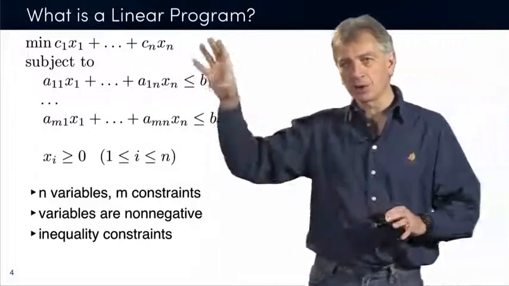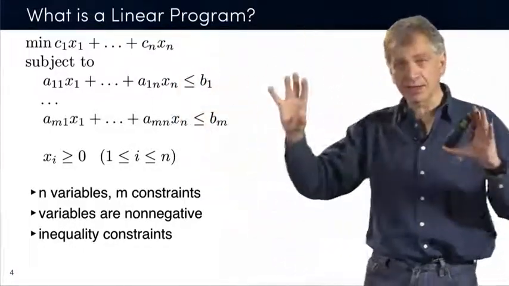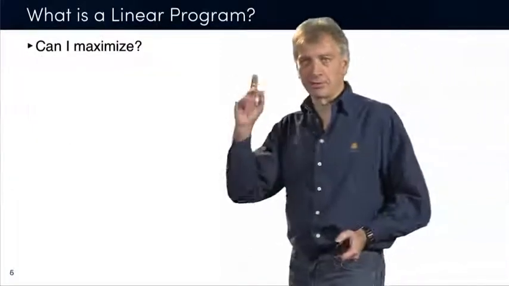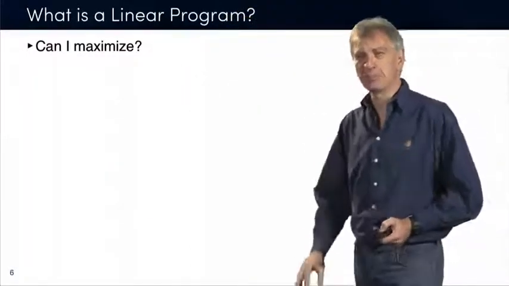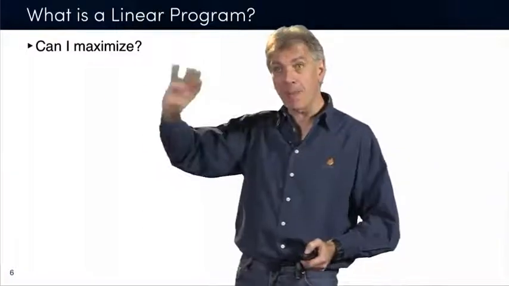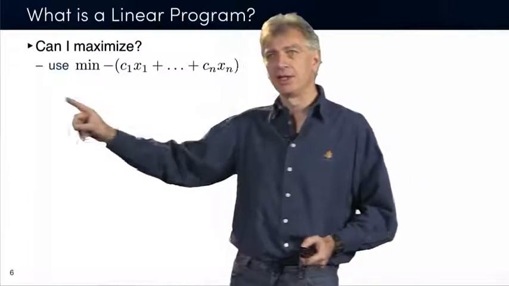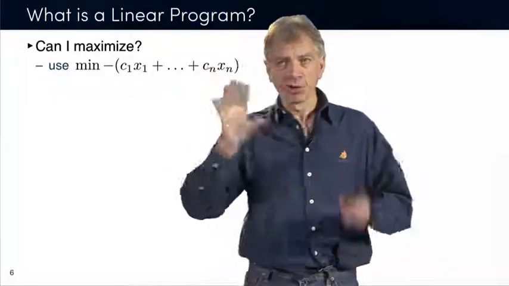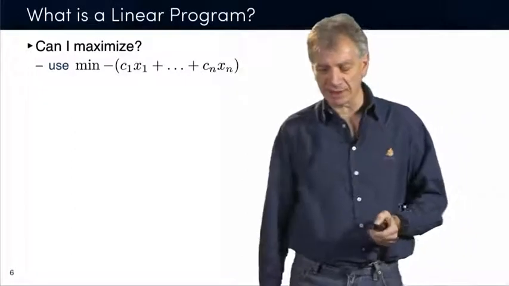So that's the basic form of a linear program: minimizing a linear objective function subject to a set of linear inequalities. Can I maximize? Yes, you can. The way you would do that is simply by replacing the maximization of your linear objective by the negation of that objective, and you minimize that. If you minimize minus your objective function, you in a sense maximize. So if you want to maximize, just minimize and negate all the coefficients of your objective function.